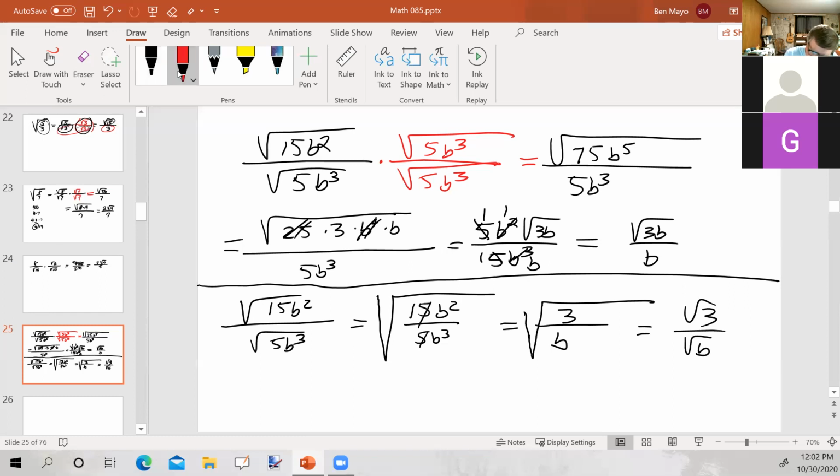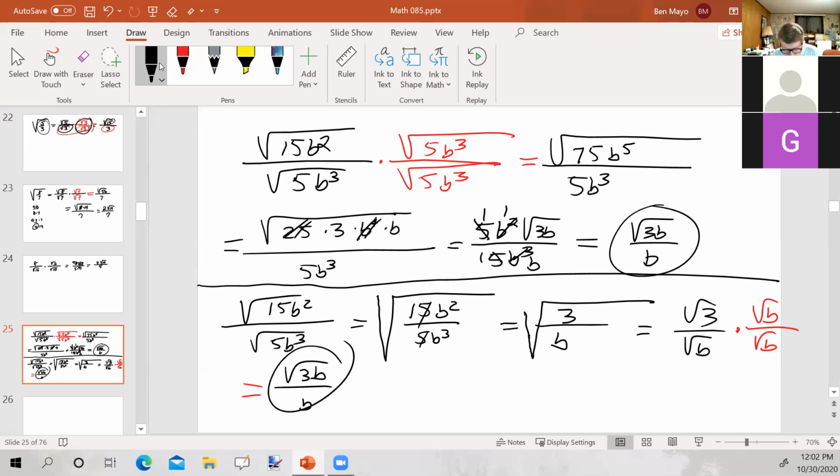Don't forget, I need to rationalize the denominator. So now what? You multiply by the square root of b over the square root of b, which would be the square root of 3b over b. So there's another way of getting the correct answer. You okay with that? Yep.